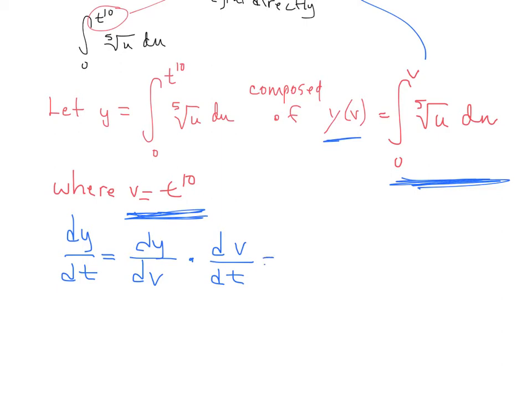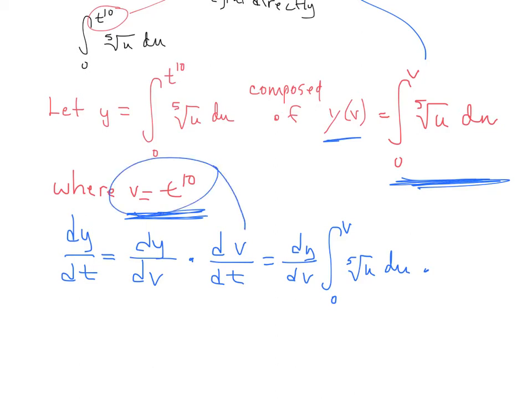So in other words, I need to take the derivative of this integral of fifth root u du with respect to v times, well, I know what dv dt is. That would just simply be 10t to the ninth. That would be this derivative. So that piece I know, and I can just write it in. Well, now I've got to figure out, well, once again, I'm still stuck. I don't know what to do with that.